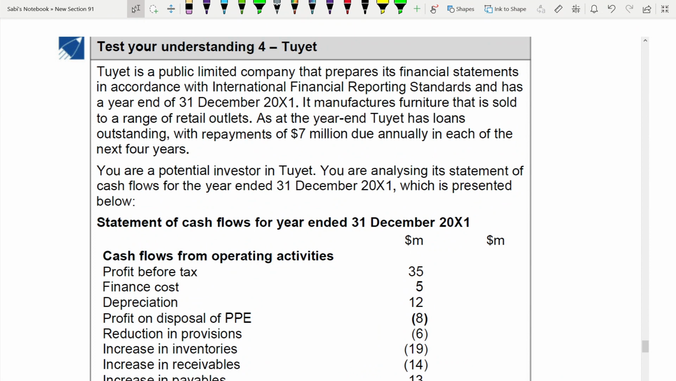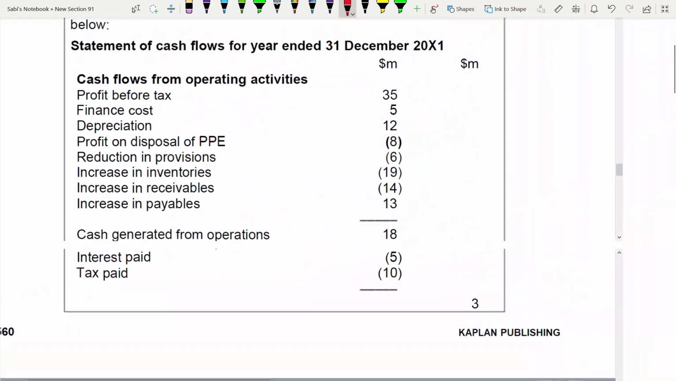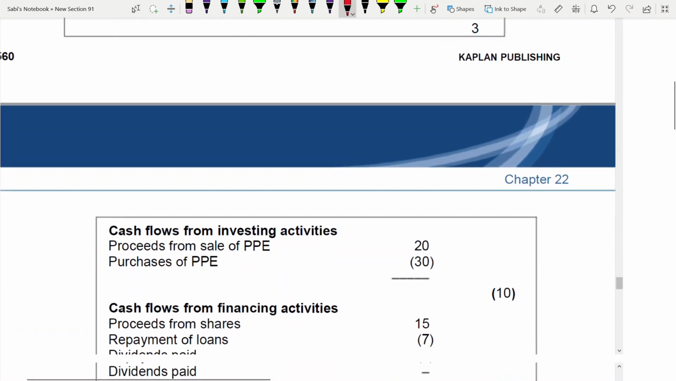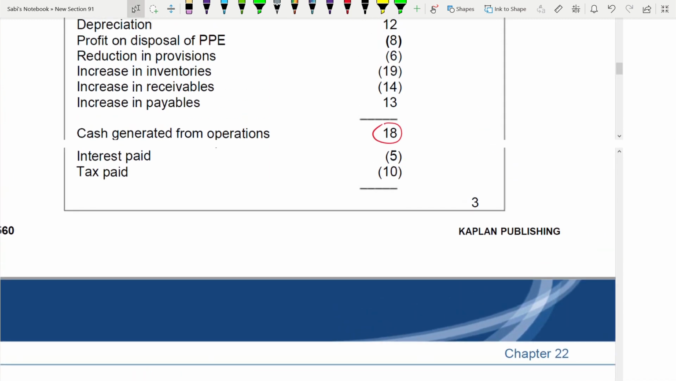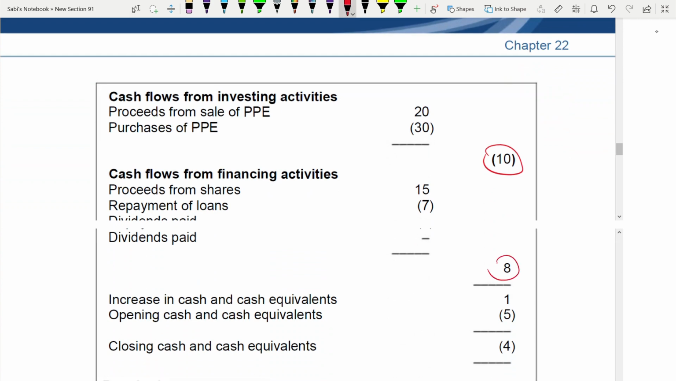So what is given from this case study, the only important thing is it says that as at the year end, this company has loans with repayment of 7 million due annually in each of the next 4 years. So here you see you have cash generated from operations. Then you have cash flow from investing activity, which is an outflow. Here you have from operating activities just 3, which is very low. And from financing activity, which is 8. And finally, the closing cash balance is this. So your cash flow increased only by this.